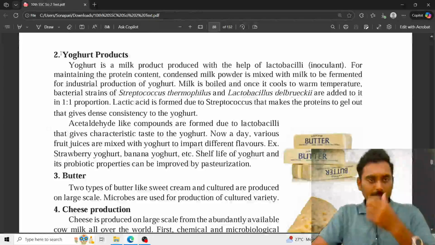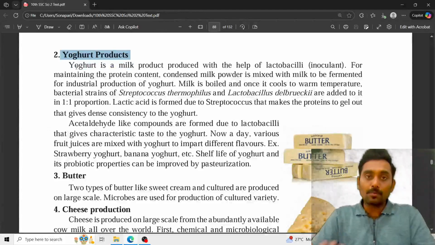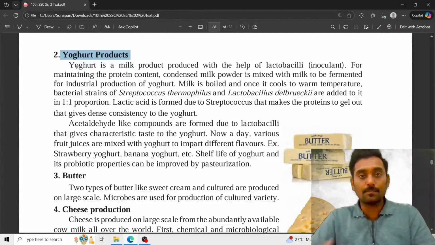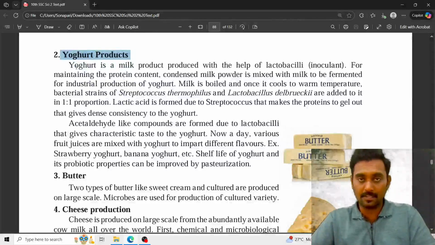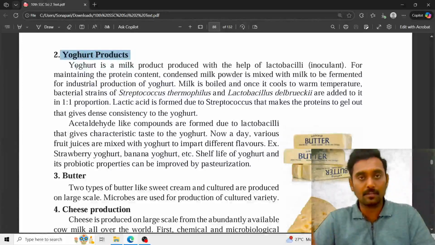So, yogurt products. Yogurt is the milk product which is produced using lactobacilli, just as we have read on the previous page. So with the help of lactobacilli, we produce the yogurt, and it is a milk-based product.